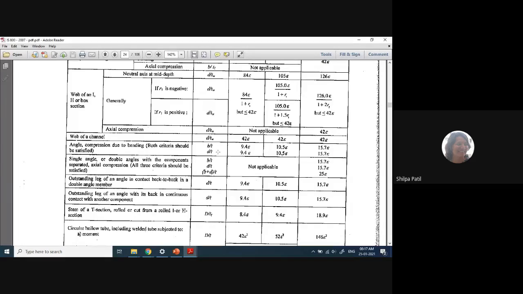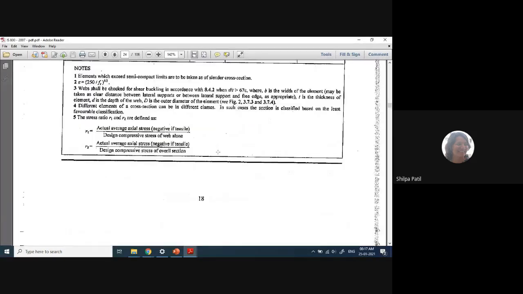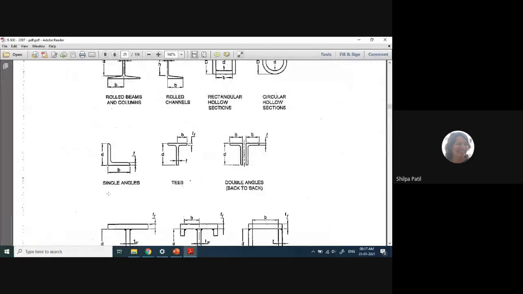Okay, we have to find out B by T and D by T. So let us see what is B and D in case of angle section. For angle section, this is D and this is B. Right now in this diagram, you can observe that it is an equal angle section, that is, D and B both are equal. But we have unequal angle sections also, in which D is more and B is small.